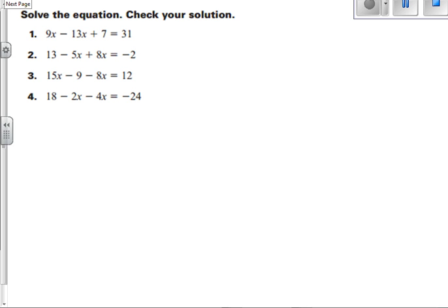Now solve the equation and check your solution. I want you to pause the video and run through 1 through 4 real quick. Once you finish, start the video back up and we'll check our answers, okay? I put the answers, but I'm actually going to work these through real quick. In the first one, x is equal to negative 6. In the second one, x is equal to negative 5. In the third one, x is equal to 3. Fourth one, x is equal to 7.